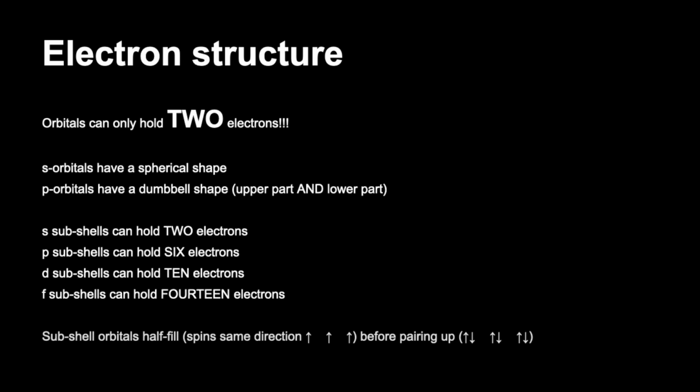And then when subshells fill up, the orbitals half fill first, and the spins go in the same direction. So you can see in the bracket there, I've got those 3 arrows, so that would represent a P subshell with 3 separate P orbitals, so the spins would be up, up, up, all the same direction. And then you would start pairing them up. So you can see now it's up, down, up, down, up, down. And the last thing to say is the 4s subshell fills before 3d.